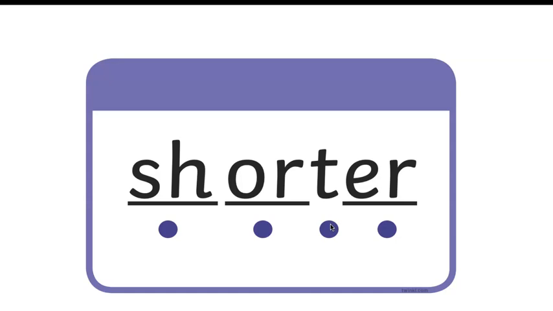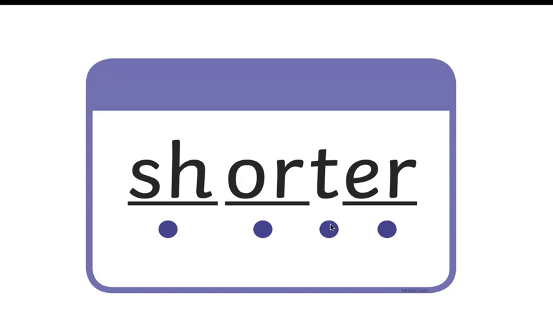So we've got 7 letters, but we've only got 4 sounds. The s and the h make a sh sound. The o and the r make an or. T is on its own, and er makes a sound on the end, shorter. Have a go at this tricky one. Have a go at rooftop.